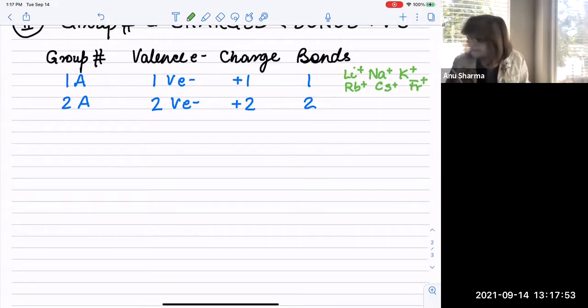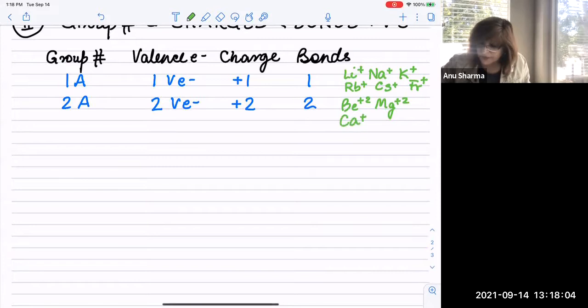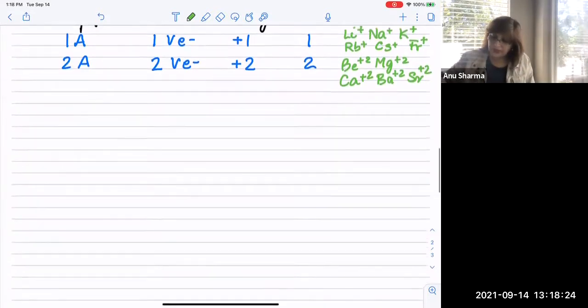Group 2A is beryllium +2, magnesium +2, calcium +2, barium +2, and strontium +2. Okay, so this is the deal with group 2.